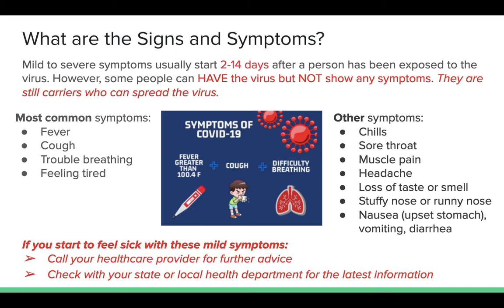Okay, so some of the signs and symptoms can really be divided into mild and more severe symptoms. Here we're going to talk about the mild to severe symptoms. These usually start within a week after a person has been exposed to the virus, but just because you've been exposed doesn't necessarily mean you're going to show any symptoms. These people are what we call carriers, and they can still spread it even though they're not showing any of the listed symptoms that we have here below.